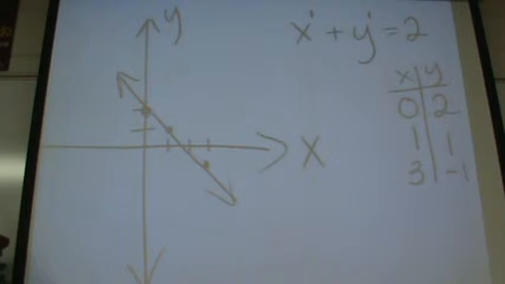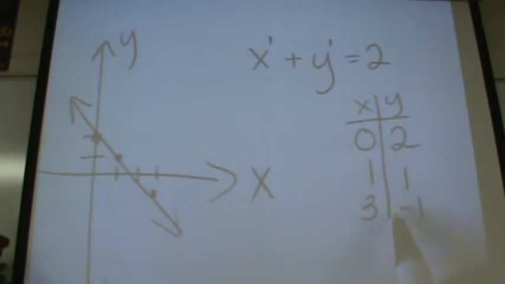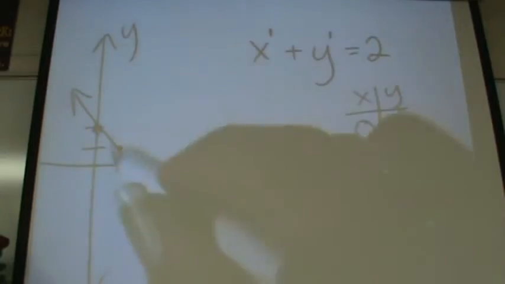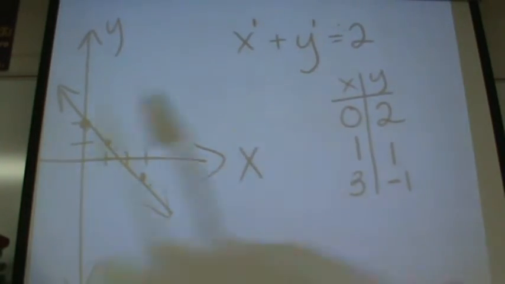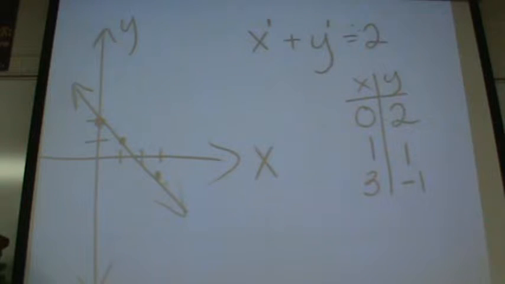All these dots are called solutions. These are ordered pairs. These are solutions to the equation or the graph. This is the graph, this is the equation, and this is the table. You are going to be able to go from a table to a graph to an equation, a graph to an equation to a table. Any way I give it to you, you should be able to go from one to the other. These are all saying the same thing. Okay? They're all functions. So you could write f of x.